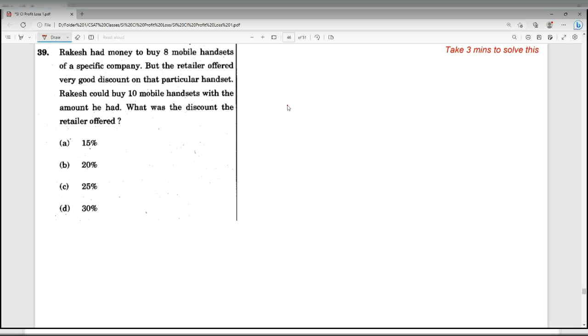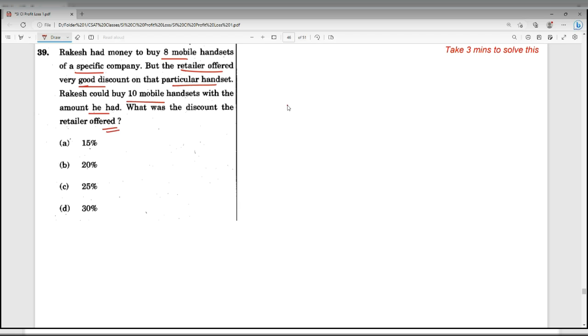They're saying that Rakesh had money to buy 8 mobile sets of a specific company, but the retailer offered a very good discount on that particular handset, and hence Rakesh could buy 10 mobile handsets with the amount he had. What was the discount the retailer offered?